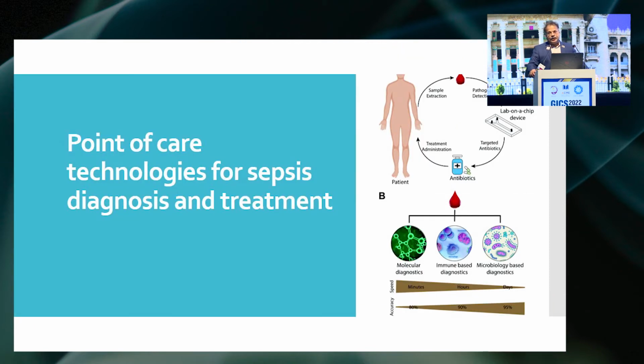So another thing which we have to get in our protocol is these point of care tests, particularly the rapid RT-PCR based tests, to find the bug early, to pick the resistance pattern early, so we can start appropriate antibiotics early. That's another thing.